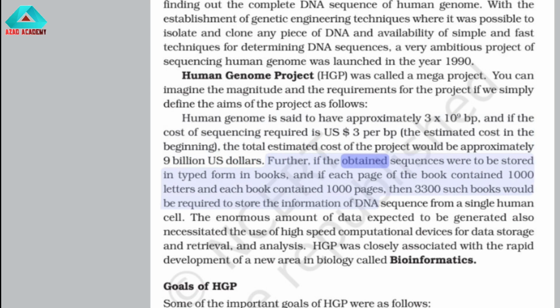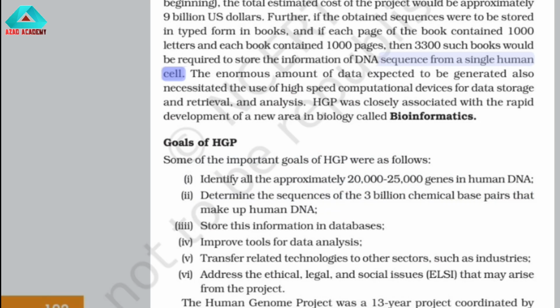Further, if the obtained sequences were to be stored in typed form in books, and if each page of the book contained 1,000 letters and each book contained 1,000 pages, then 3,300 such books would be required to store the information of the DNA sequence from a single human cell. The enormous amount of data expected to be generated also necessitated the use of high-speed computational devices for data storage, retrieval and analysis. HGP was closely associated with the rapid development of a new area in biology called bioinformatics.